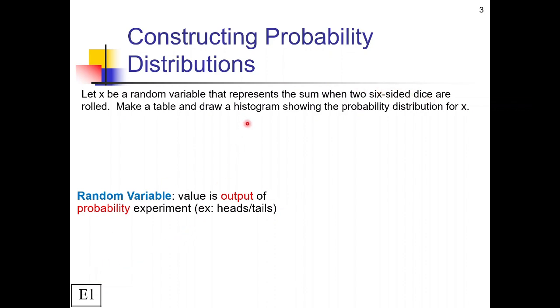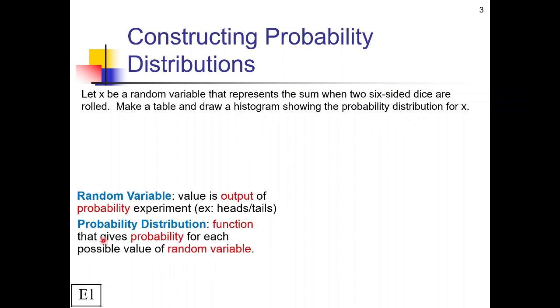Now, they also talked about a probability distribution. What's that? A probability distribution is a function that gives the probability for each possible value of your random variable. So let's say that we figured out all the probabilities for the different sums you could get from rolling these two dice. We could just make a function that links those up. So let's say that I plug in the sum 3 into my probability distribution, and it'll tell me the probability of getting a 3 when you add up my two dice. So that's what we're after here.